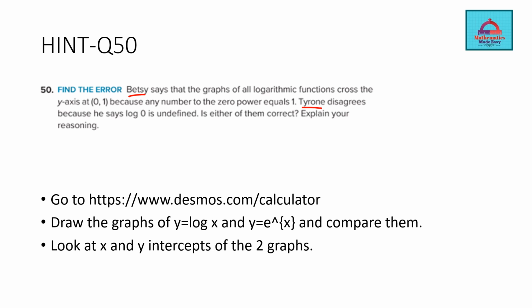So Betsy is saying that graphs of all logarithmic functions cross the y-axis at this point because any number to the 0 power equals 1. This is what Betsy says. However, Tyrone has a different opinion. He disagrees and he says log 0 is undefined.